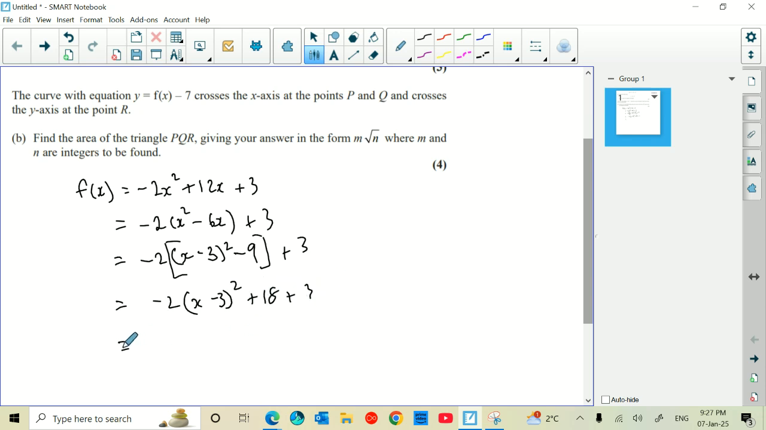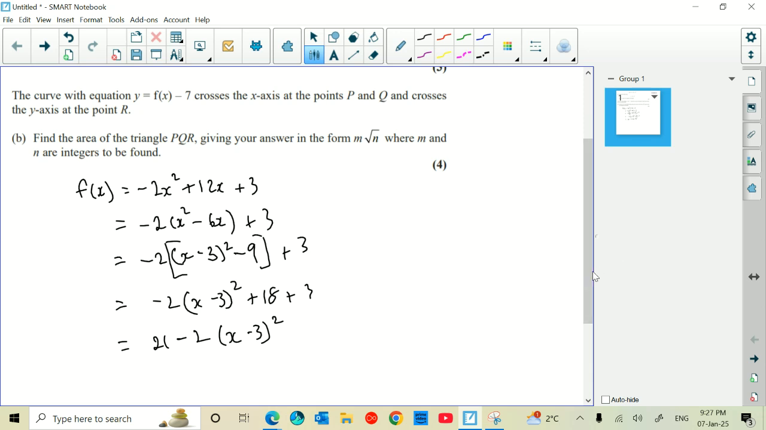So that will give me the function of x is equal to 21 minus 2 times x minus 3 all squared. And that's 3 marks.